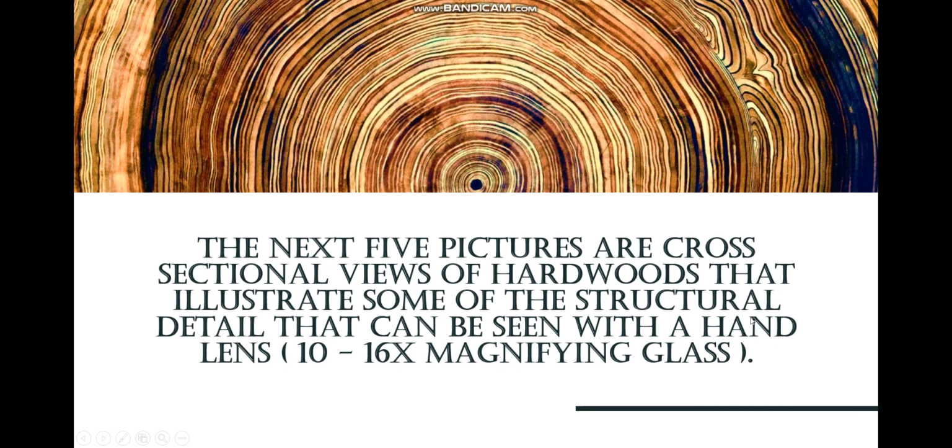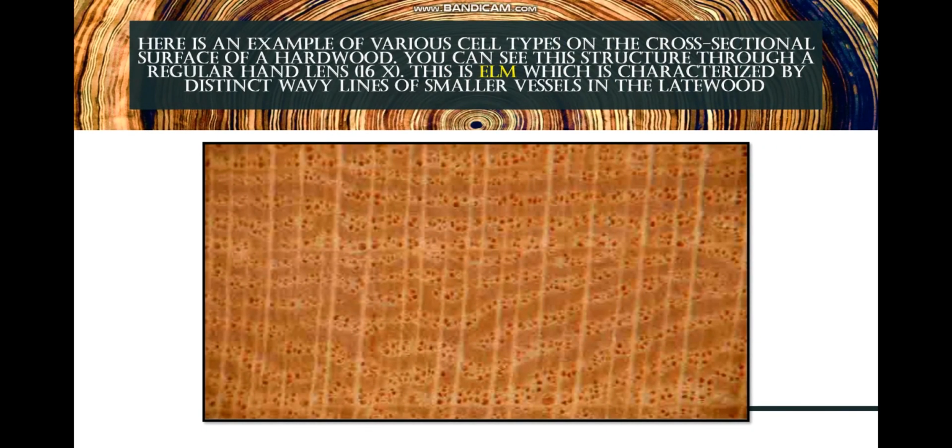The next five pictures are cross-sectional views of hardwoods that illustrate some of the structural detail that can be seen with a hand lens, a 10 to 16 times magnifying glass. Here is an example of various cell types on the cross-sectional surface of a hardwood. You can see the structure through a regular hand lens, 16 times.